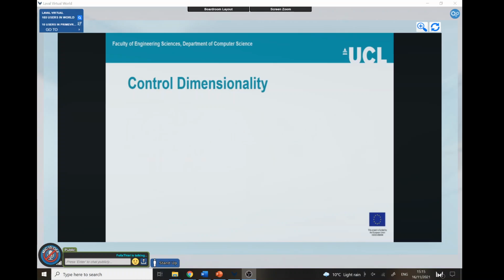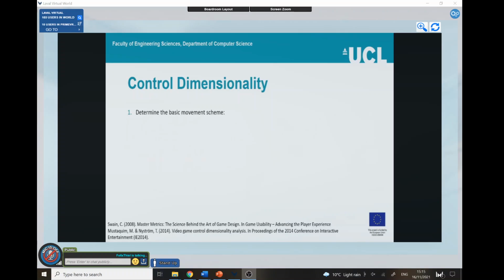One way to measure the complexity of game controls is a concept called control dimensionality, proposed by Swain et al. and used by Mostercream and Nystrom. Assessment is done in two steps. In the first, you determine the basic movement scheme by choosing one of the following: one-dimensional movement, like left and right, or just up and down; two-dimensional movement, left, right, up, down; and three-dimensional movements, left, right, up, down, or in, out.